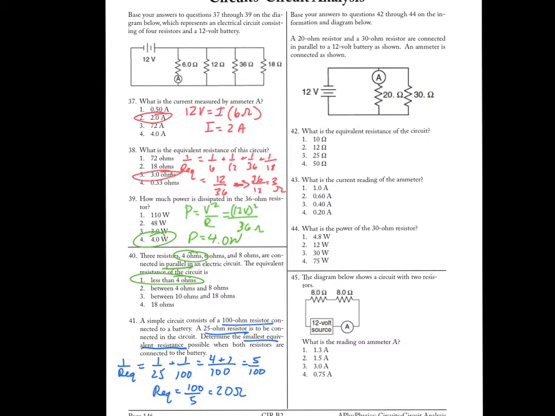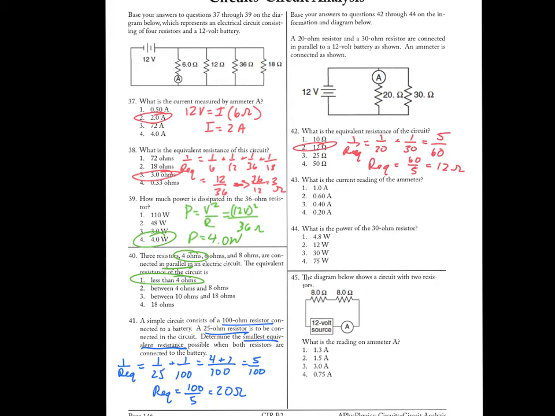Alright, number 42 to 44 is with this diagram. What is the equivalent resistance of the circuit? It's parallel, so we've got to use this again. 1 over 20 plus 1 over 30. Least common denominator we could use is 60. So 3 plus 2 is 5 over 60. REQ is 60 divided by 5, which is equal to, man, I'm drawing a blank here. It's 12 ohms.